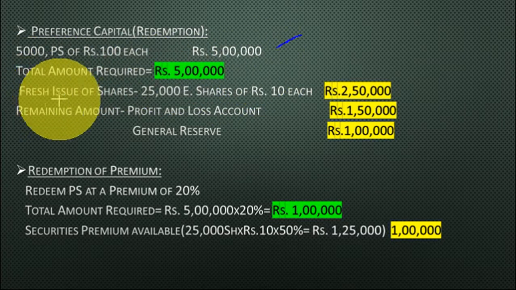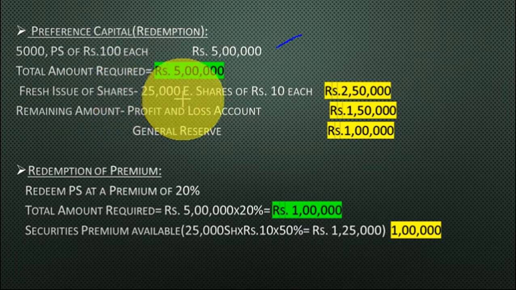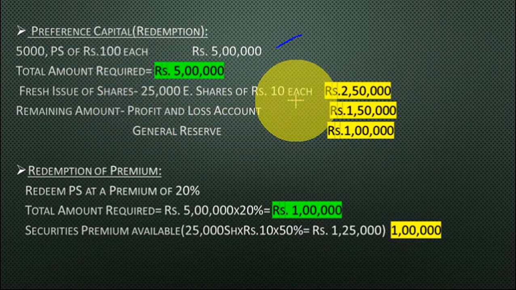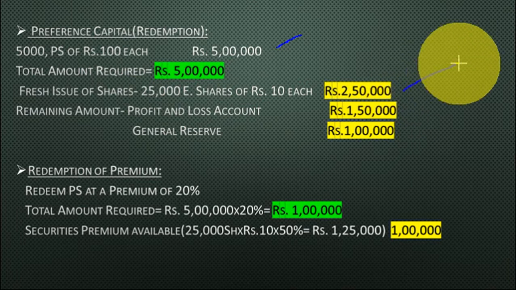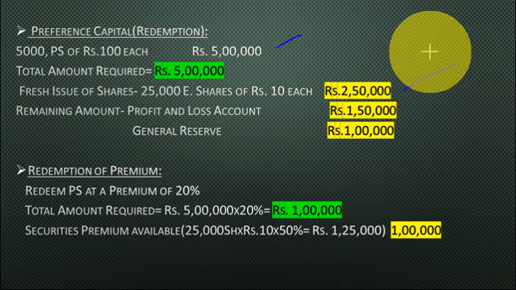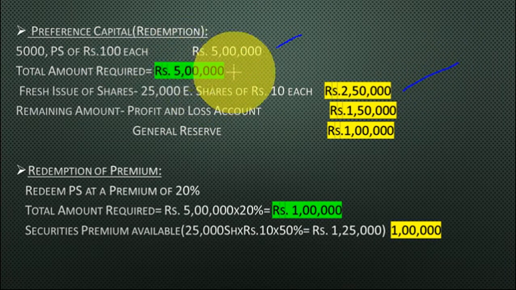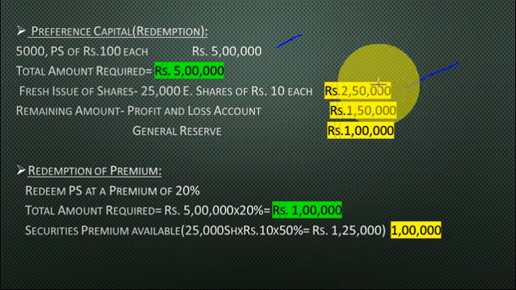Now fresh issue of shares. So we are making the fresh issue. 25,000 equity shares of rupees 10 each, 2 lakh 50,000. How much do we require? Total 5 lakh we require. So out of 5 lakh, we collected 2 lakh 50,000 from the fresh issue of shares.